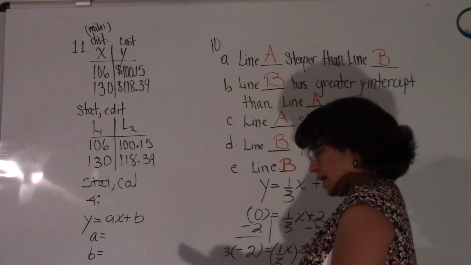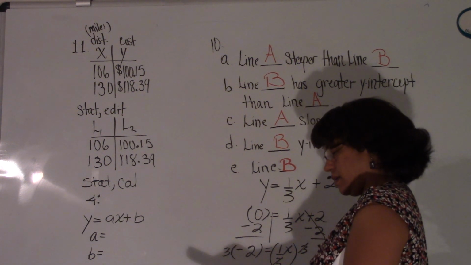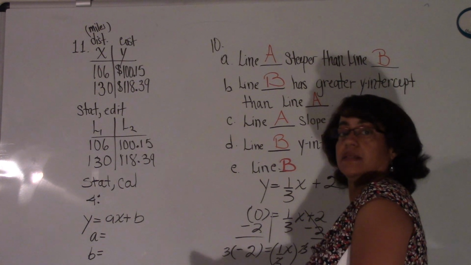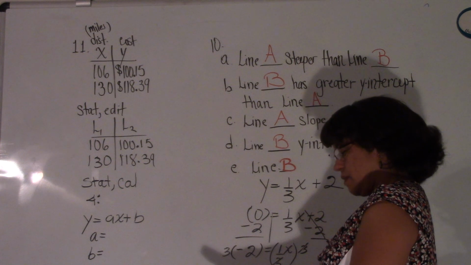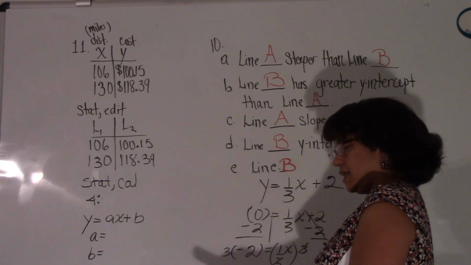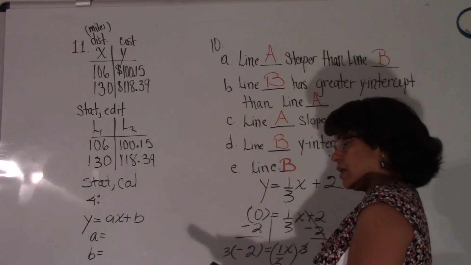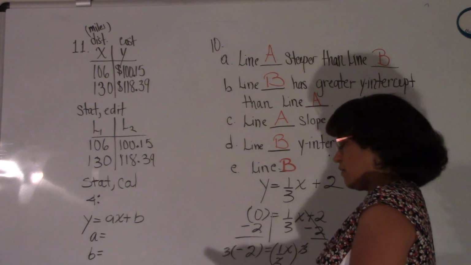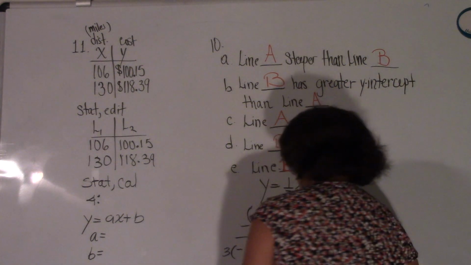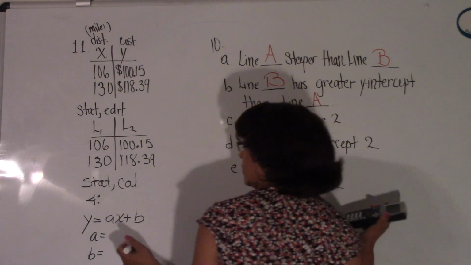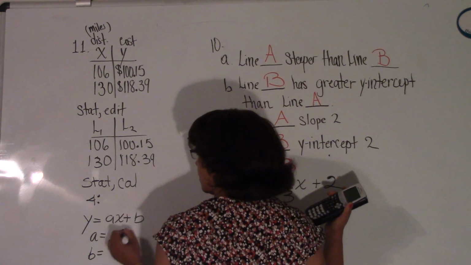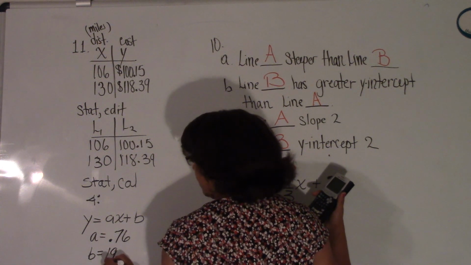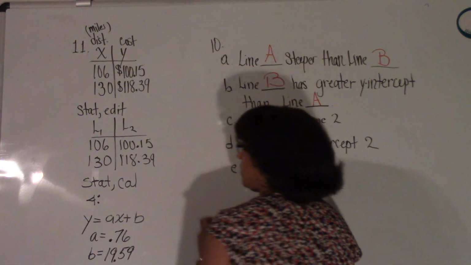I'm going to hit Stat, Edit, which is number 1. I have my coordinates in. And now I'm going to hit Stat Calc, because I already put mine in. And I'm going to number 4, and I'm going to hit Enter. And I see that they have y equals ax plus b, and for A, I get 0.76. And for B, I have 19.59. So now I have to decide what that means and where it goes in my equation.